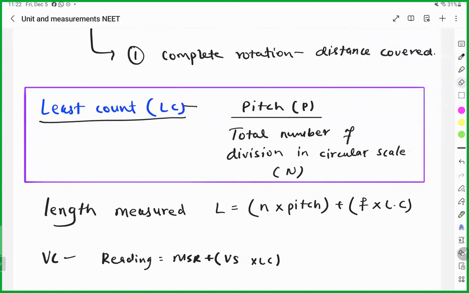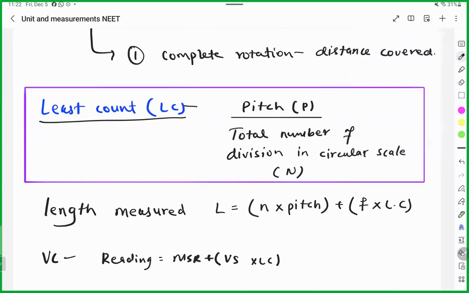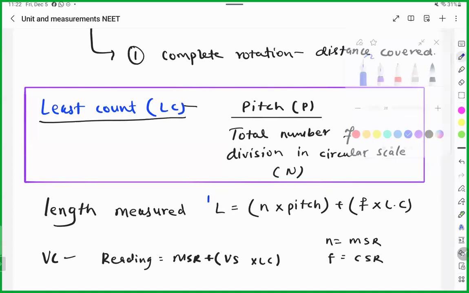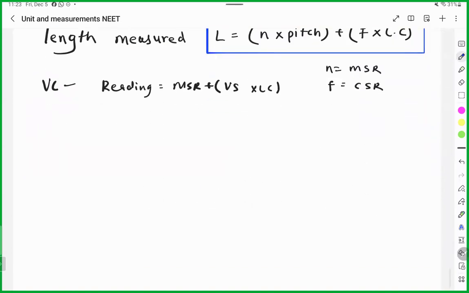What is F here? F and N. N is the main scale reading. What is F? Circular scale reading. Understood, guys? Almost like the Vernier scale. The extra addition is the pitch. Everything else is the same. Zero error is also exactly the same as what we have studied in the previous topic.